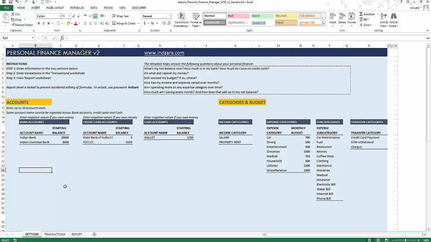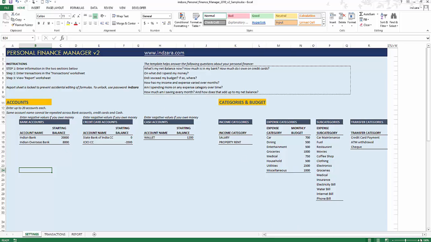a few minutes. The template has 3 sheets: the settings sheet, transactions, and the report. It's a very simple template. We are right now in the settings worksheet where you enter information about your accounts, and about your categories and how you want to categorize your financial transactions, and you can also set your monthly budgets.